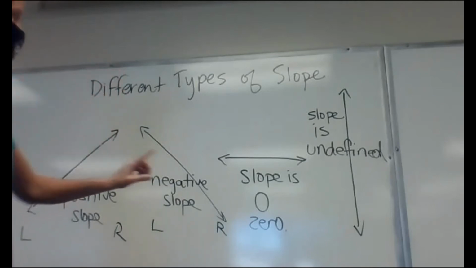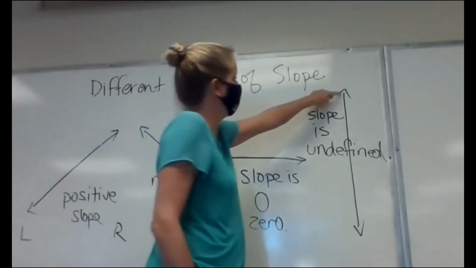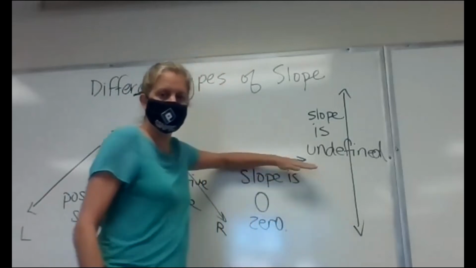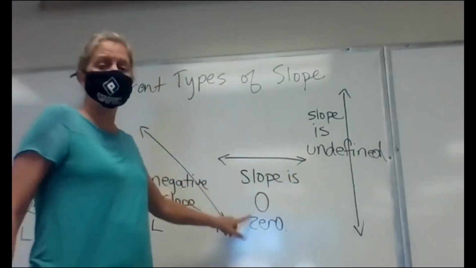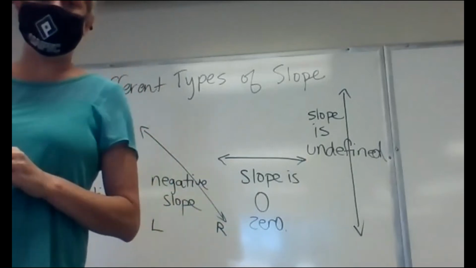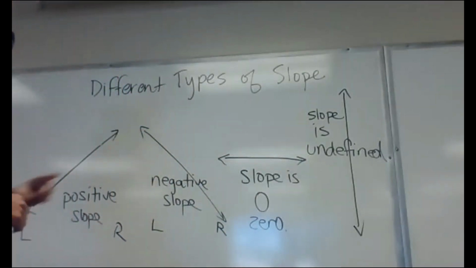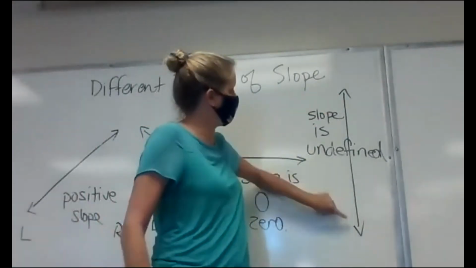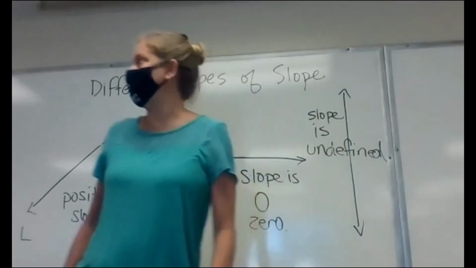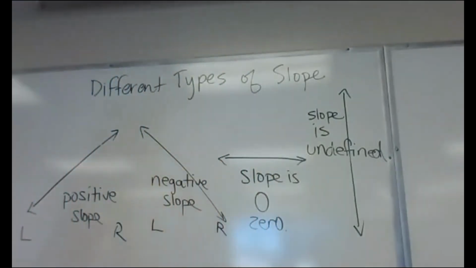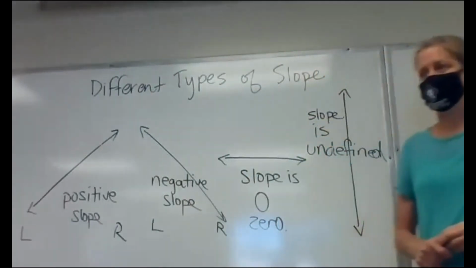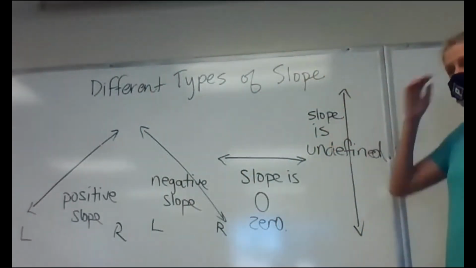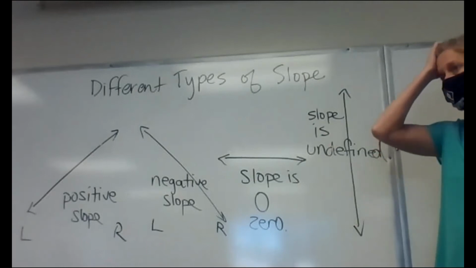The other 2 types of lines are horizontal and vertical. The horizontal line goes straight left to right, and its slope is 0, the number 0. And then the last slope that we have comes from a vertical line, which is the one that goes straight up and down. And its slope is undefined. Okay?